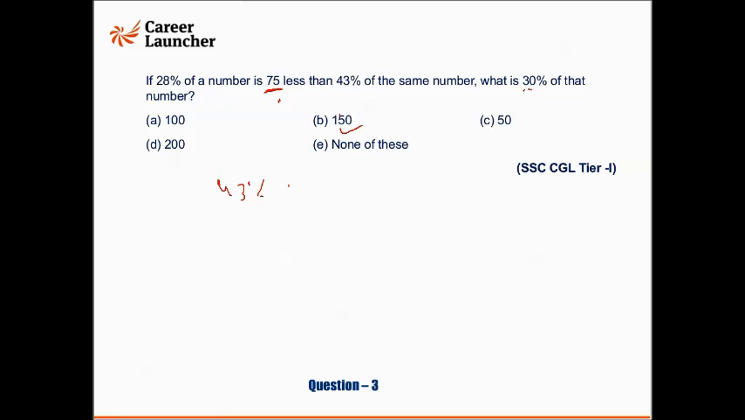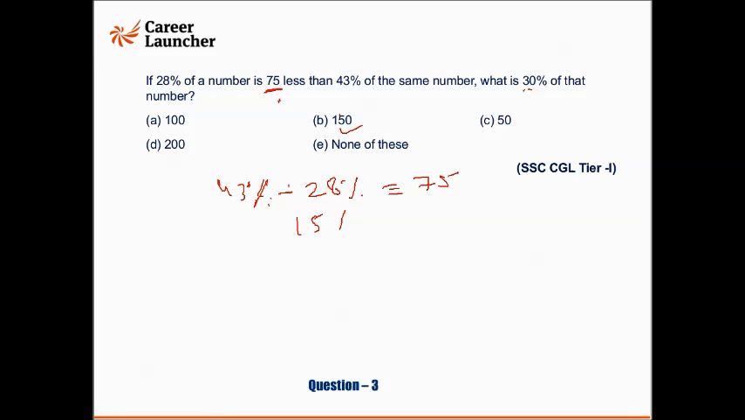I will show you how we write it. 28% is less than 43% by 75. You write it like this: 43% minus 28% is equal to 75. We don't need to write the number again. We have just considered the base as 100. That's why we are just taking out the percentage values only, right? So 28% is less than 43% by 75, right?